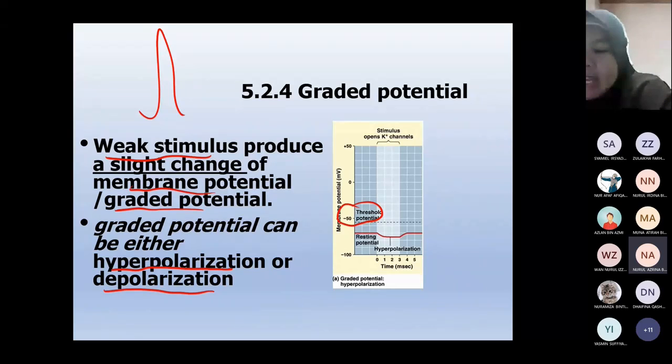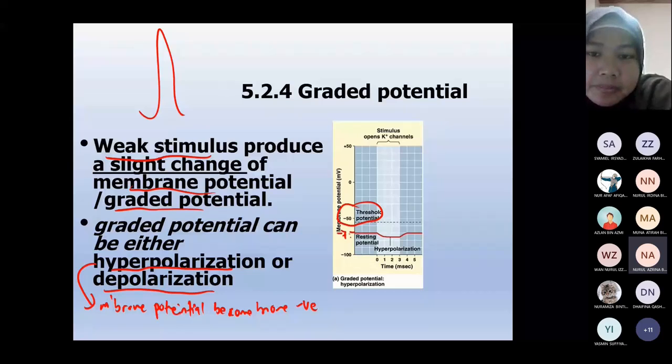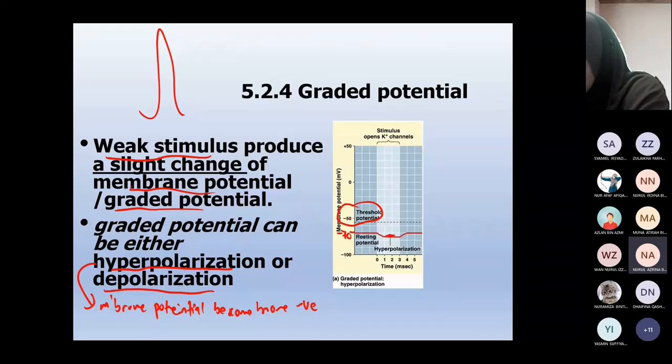Okay, what does it mean by hyperpolarization? Hyperpolarization means the membrane potential becomes more negative. Become more negative. Okay, from negative 70, resting is negative 70. Look at this picture. Let's say resting membrane potential is negative 70 millivolts. But hyperpolarization will produce a membrane potential that is more negative.